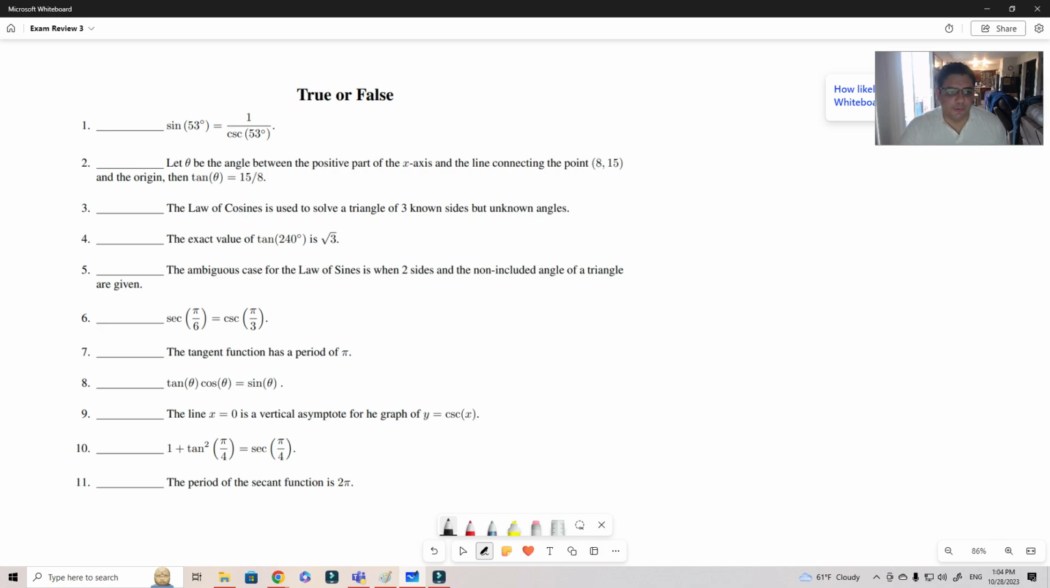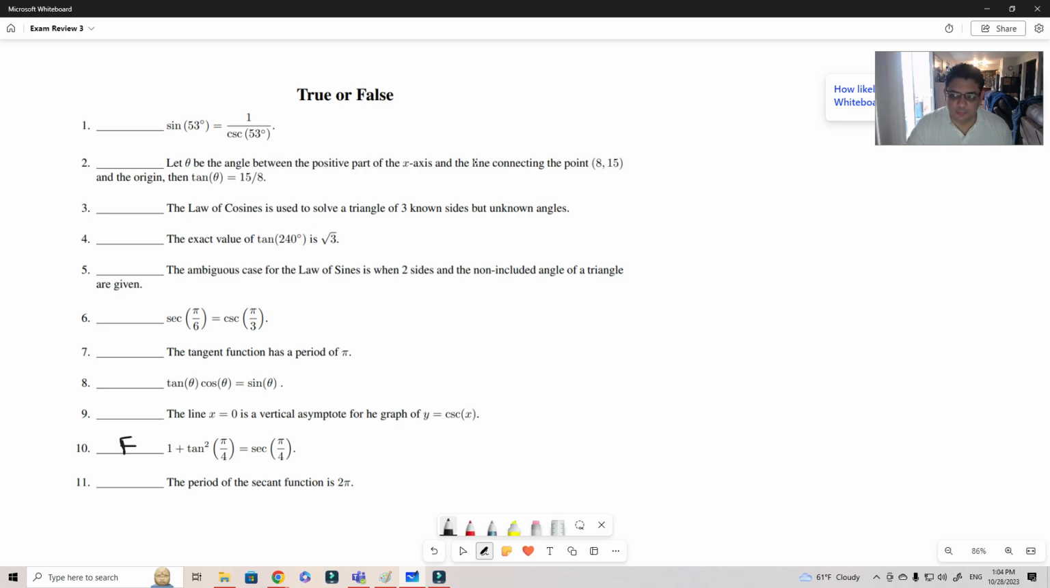In the true-false section we have a couple of statements and we have to answer whether they are true or false. In this particular set of 11 true or false statements, we're only going to have one real false statement, which is this one: 1 plus tangent squared of pi over 4 is equal to secant of pi over 4.